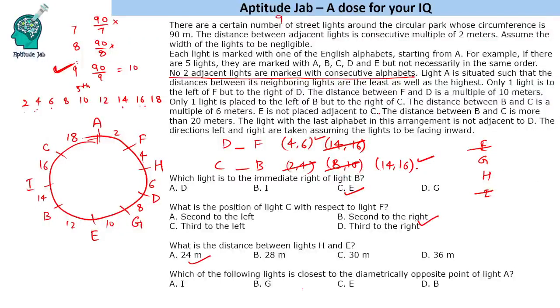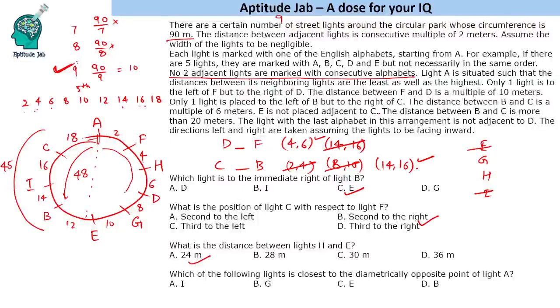Which of the following lights is closest to the diametrically opposite point of light A? Right, so we have to find which is almost opposite to A. Now we know that the total circumference is 90 meters. So this distance should be 45. Okay, 45. Now if you see this, 34, 48, so A to B is 48. Since we have not drawn it to scale, B is visible here, but it should be on this side because we have not drawn the image properly.